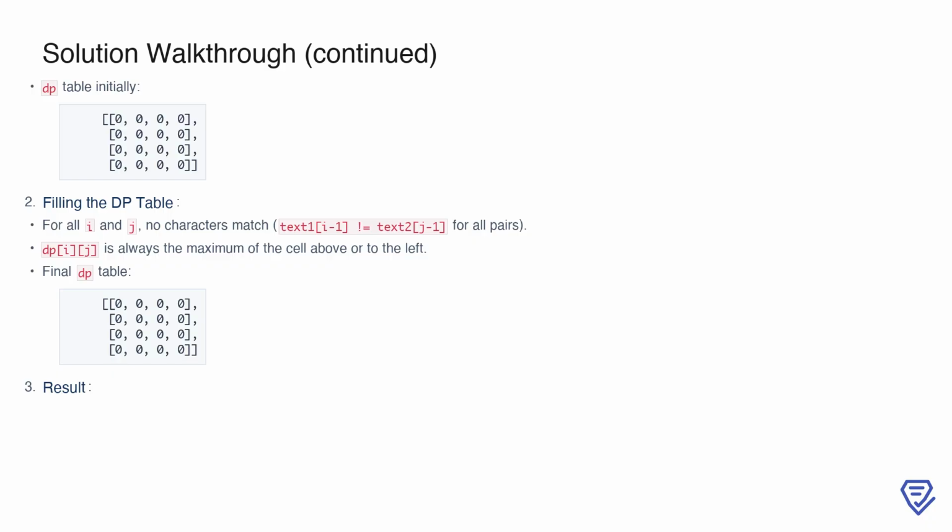As we proceed to fill the table, we find that no characters in text1 match any characters in text2. For every pair of indices i and j, the value of dp[i][j] is determined by taking the maximum of the values directly above or to the left in the table. Since there are no matches, all the cells remain 0 throughout the computation. The final DP table ends up being identical to the initial one: 0, 0, 0, 0, 0, 0, 0, 0, 0, 0, 0, 0, 0, 0, 0, 0.